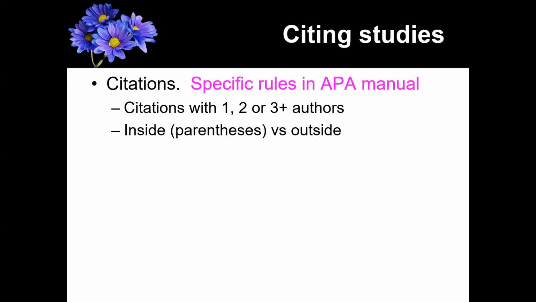Okay, so a few more things on citations. There's a lot of specific rules in the APA manual, so you actually do things differently depending on the number of authors. You can also cite them known as in parentheses or outside, which we'll cover. Another thing is when you only want to cite the person once per paragraph, unless you need to clarify who it is you're talking about.